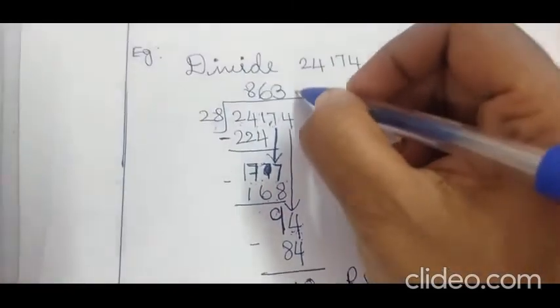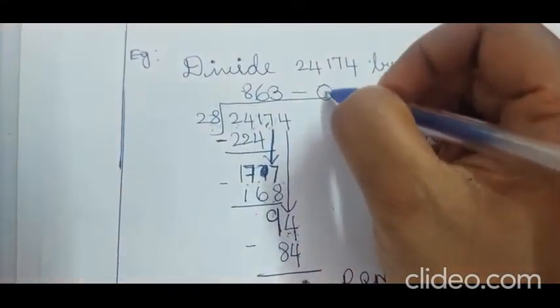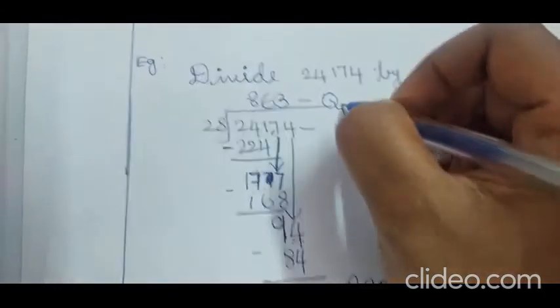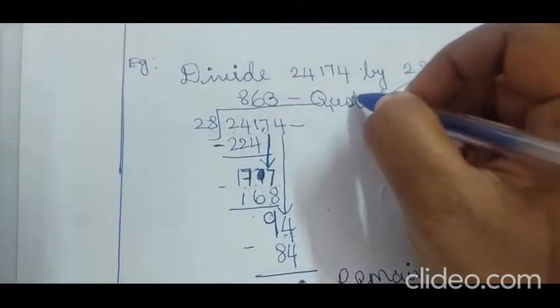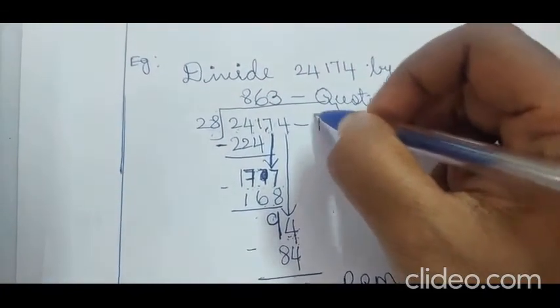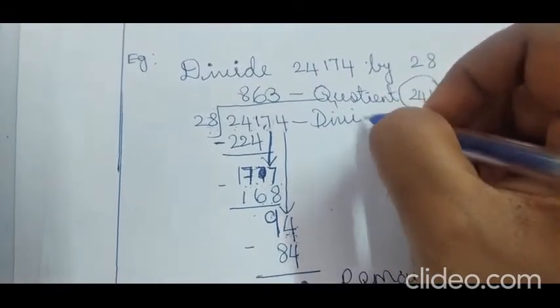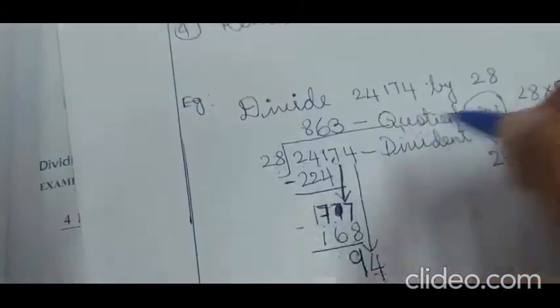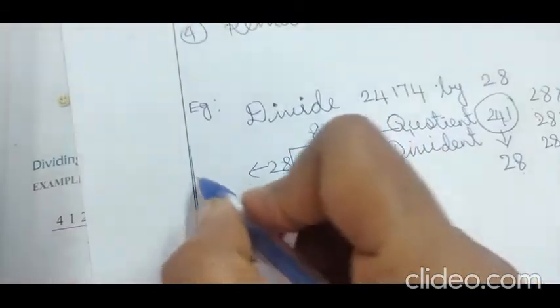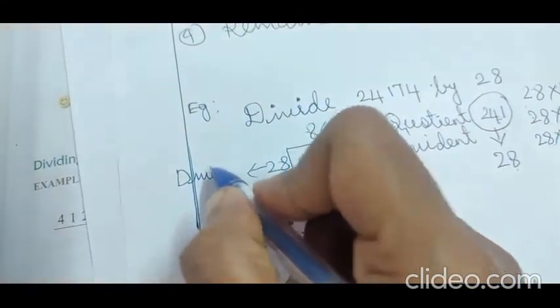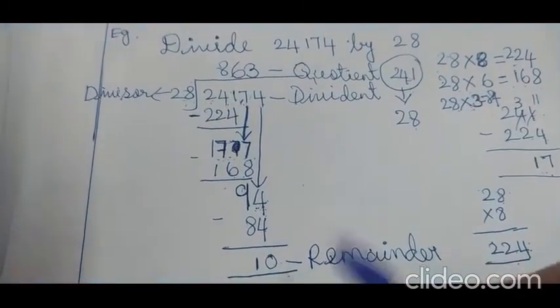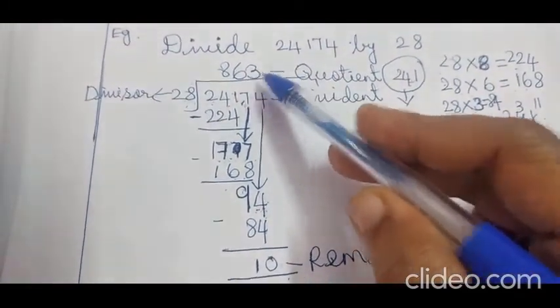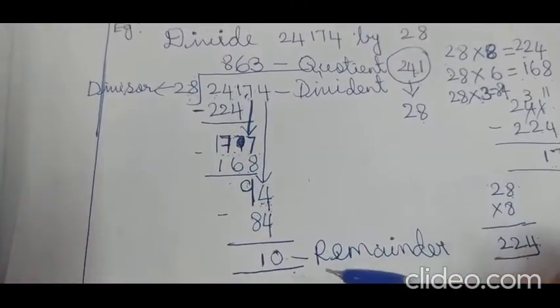Remainder. This is the quotient that I am writing as Q. And this is the quotient. This is, as I have told you, the dividend. And which is the divisor? This is the divisor. Got it? And what is remaining? 10. Quotient 863. Remainder 10.